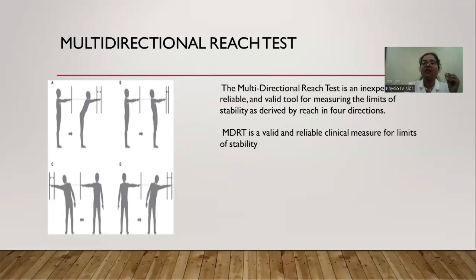This is found to be a very inexpensive, reliable, and valid tool for measuring limits of stability in all 4 directions. The procedure is similar to the functional reach test, just that the limits of stability are assessed in all 4 directions. It's the only modification of the test, but it is found to be valid and clinically reliable in numerous populations, be it older or elderly adults where we have to assess their balance, or a pediatric age group involving typically developing children, and it is also found to be valid in Down syndrome.